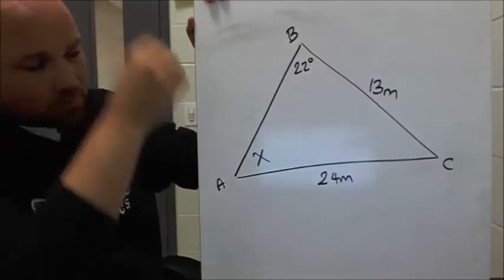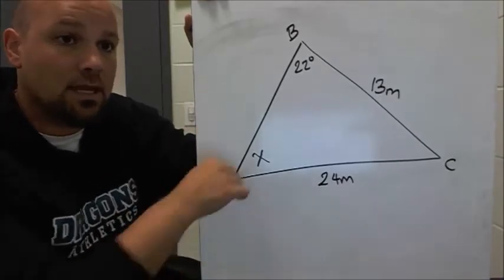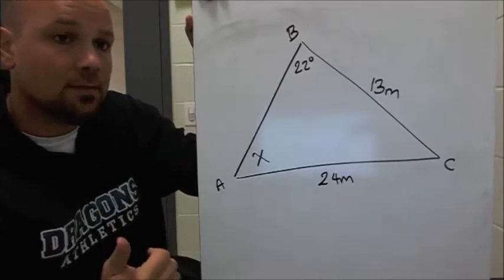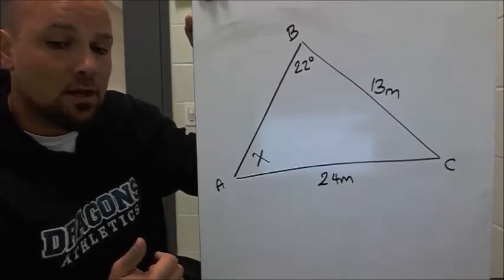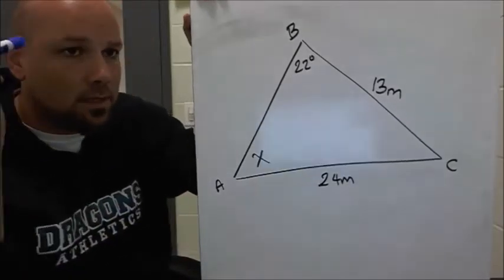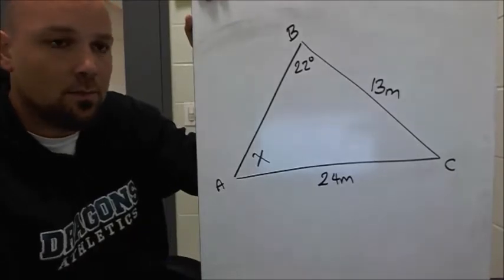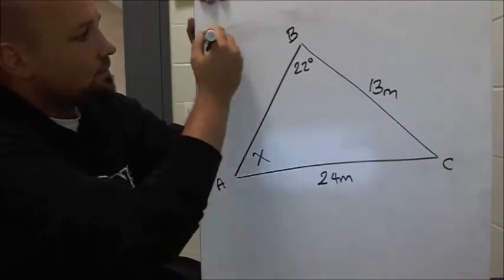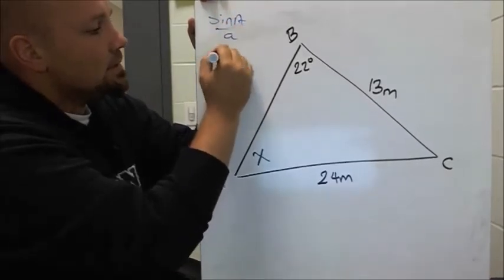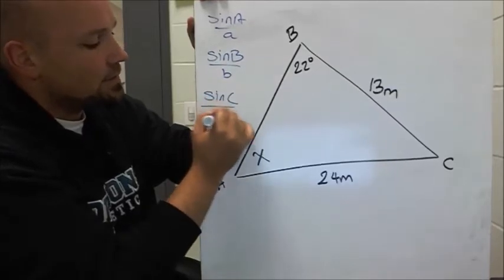Our first example: is this a right angle triangle or not? Well, it has no little square in it, so it's not a right angle triangle. The next thing we have to decide is, are we using sine law or cosine law? Remember what we need to think about: can we set up a sine ratio? Sine law says that sine A over A is equal to sine B over B is equal to sine C over C.